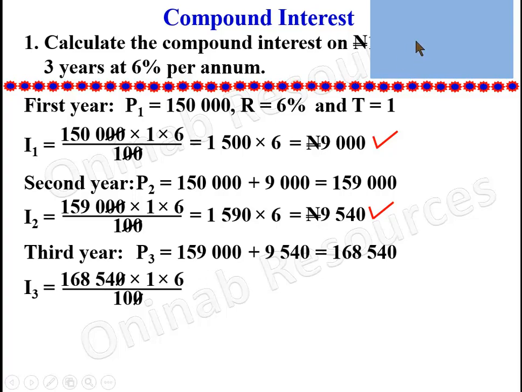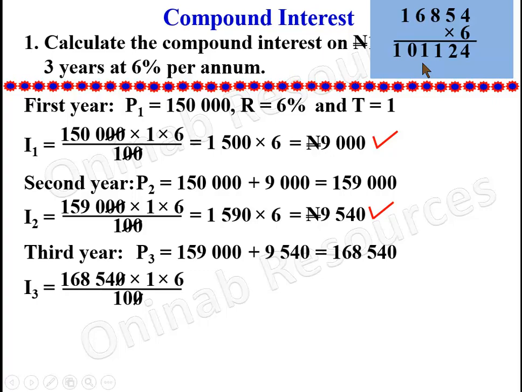So what I'm left here with is 16,854 times 6. 6 times 4 is 24. We write 4 carry 2. 6 times 5 is 30 plus 2, 32. We write 2 carry 3. 6 times 8 is 48 plus 3, 51. You write 1 carry 5. And 6 times 6 is 36 plus 5. That will give us 41. You write 1 carry 4. 6 times 1 gives 6 plus the 4 we have carried, 10.